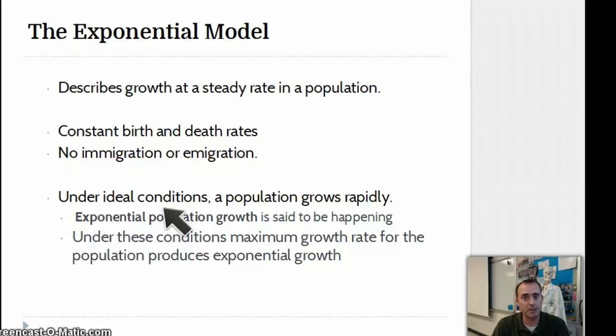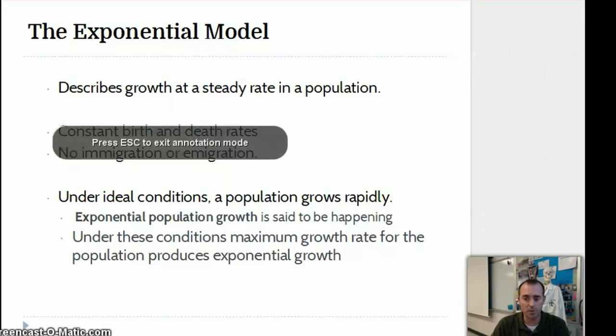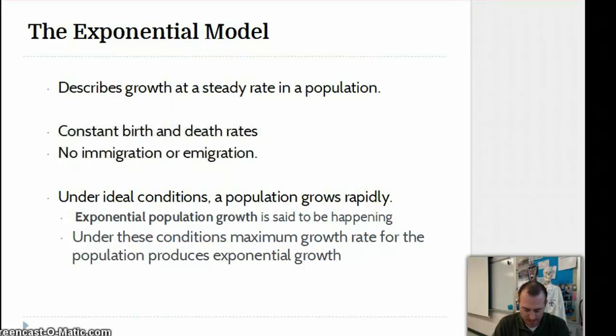So under ideal conditions, when we have lots of resources, lots of food, lots of water, lots of places to live, a population is going to grow rapidly, and it's experiencing what we call exponential growth. This is a very rapid growth in the population. Under ideal conditions, we get maximum growth rate. The population is producing exponential growth.